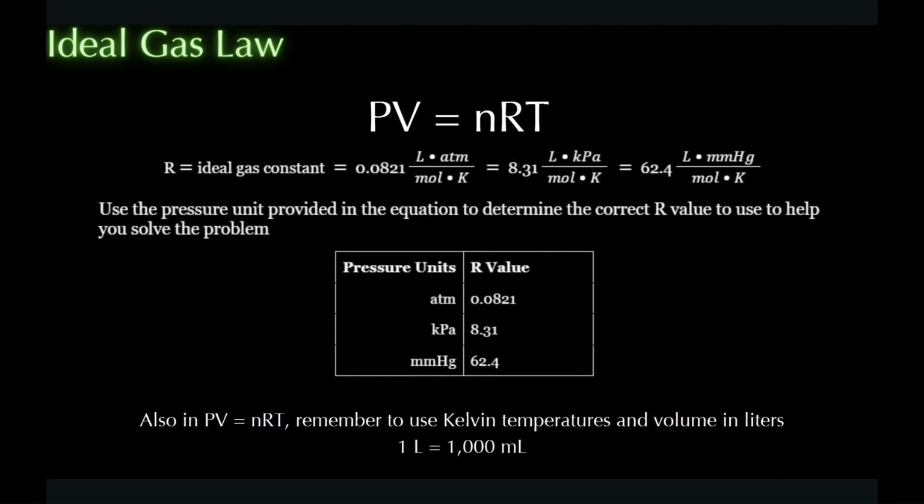We have three ideal gas constants that we are able to use. We use them based off of the pressure we are given. If we are in atmospheres, we will use 0.0821. If we are in kPa, we will use 8.31. If we are in mmHg, we will use 62.4. We need to remember that we need to have our temperature in Kelvin and the volume will need to be in liters. In order to convert from milliliters to liters, we will use the conversion 1 liter is equal to 1,000 milliliters.